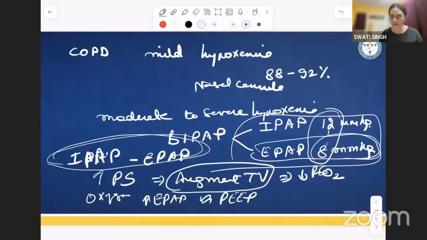And to improve oxygenation, we only have to increase the EPAP. EPAP is what PEEP is on mechanical ventilation, right? Got it? I hope you have understood this. This is again something where they go one step further.